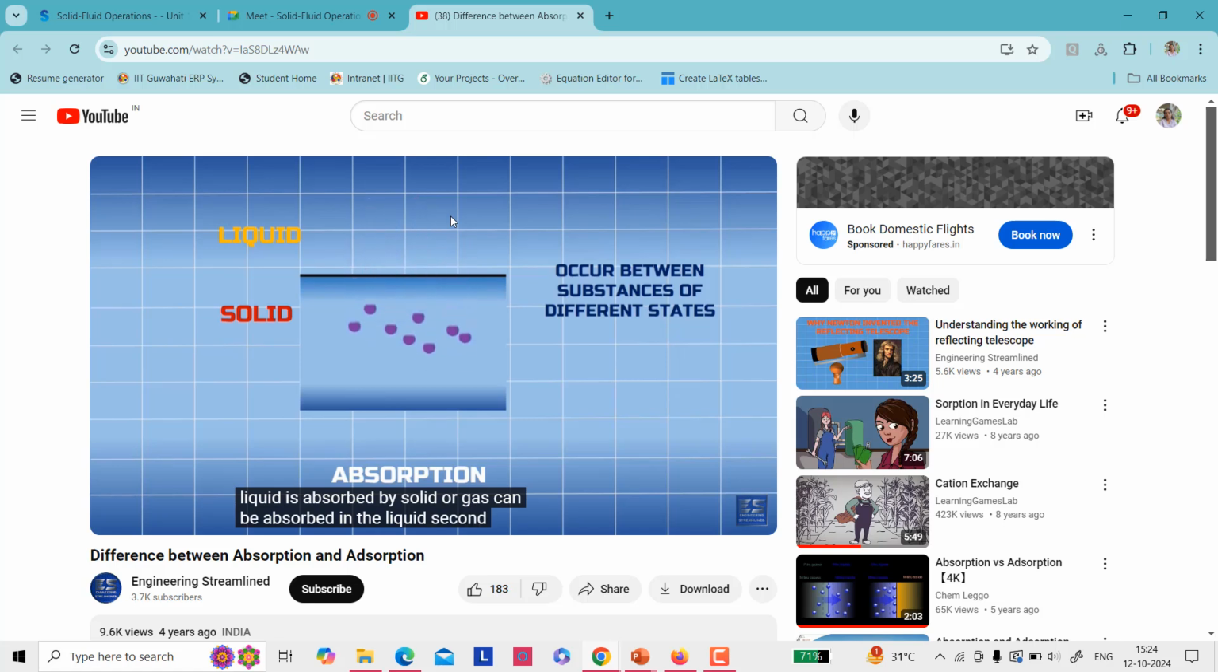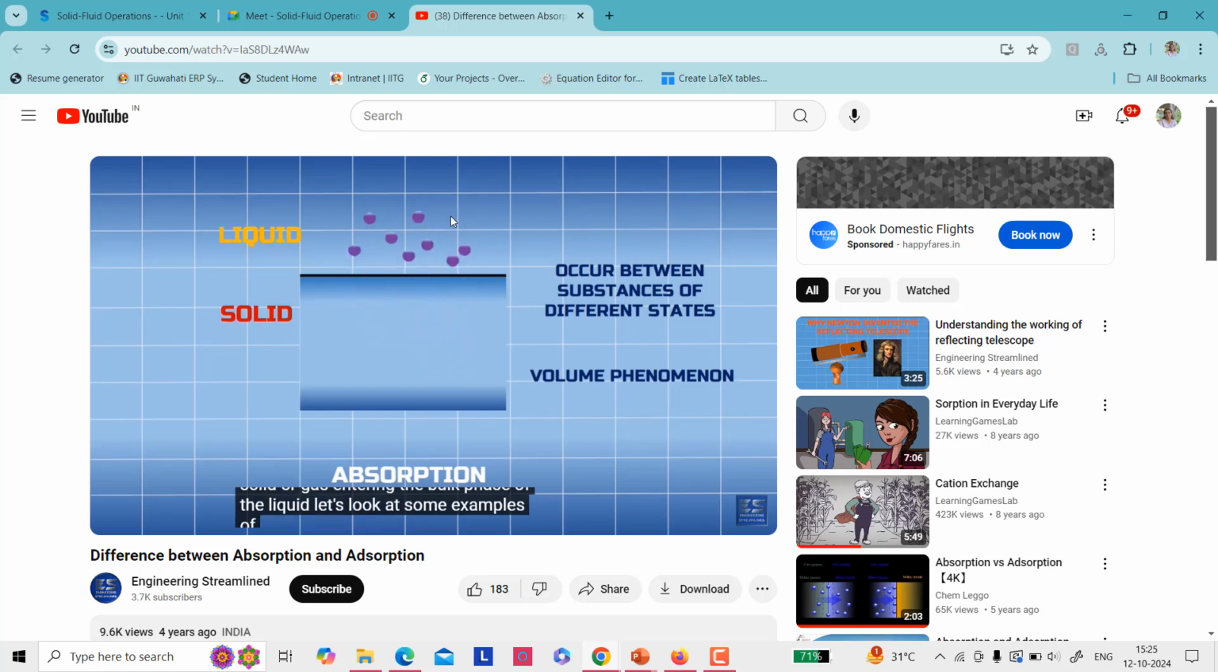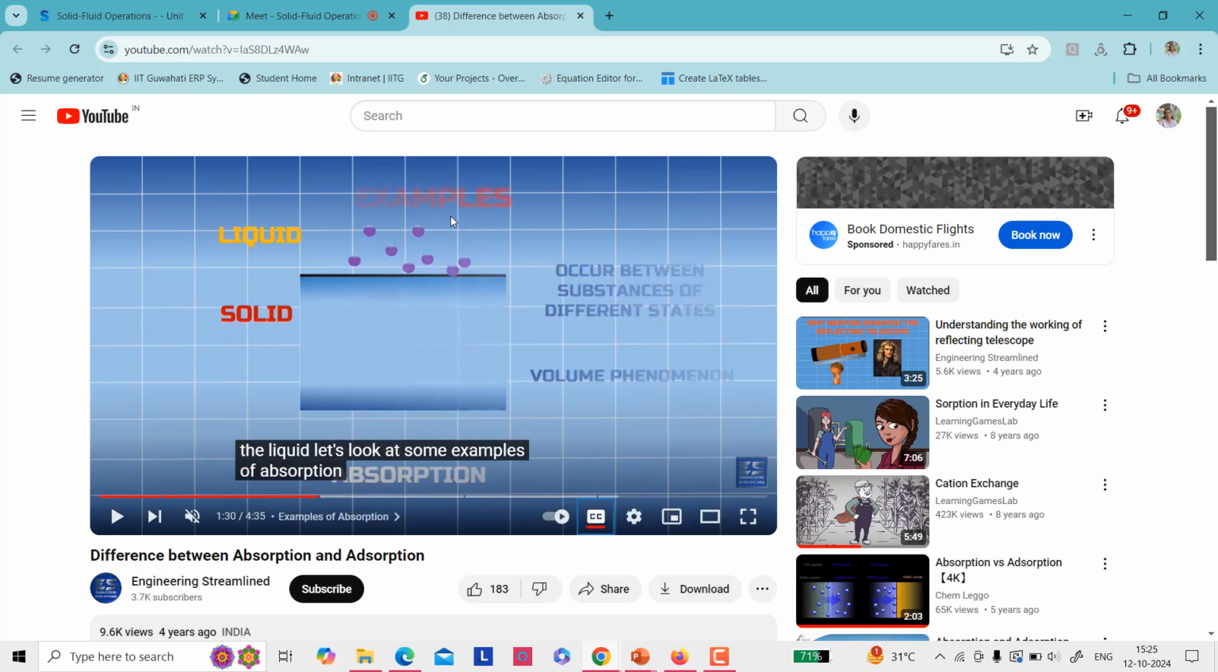Second point is that it's a volume phenomenon, meaning the liquid is entering the volume of the solid instead of just staying on the surface of the solid. So it is kind of entering the bulk phase of the solid, or gas entering the bulk phase of the liquid. Okay. So these are two important points.